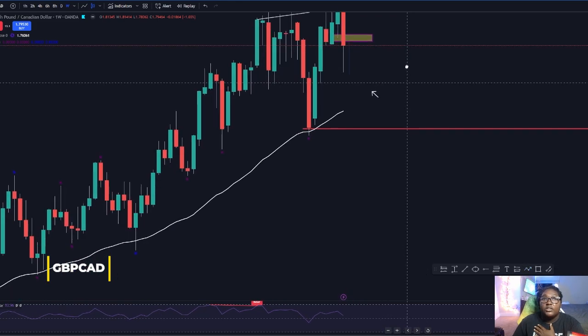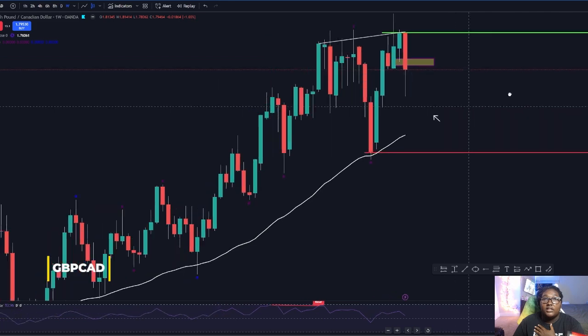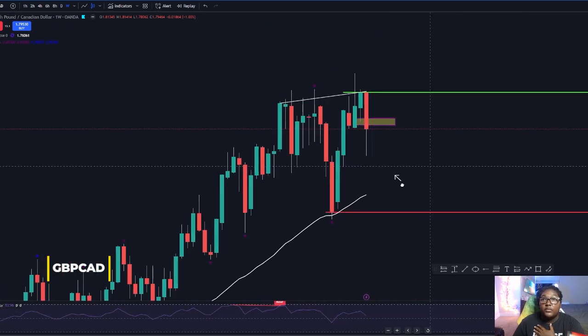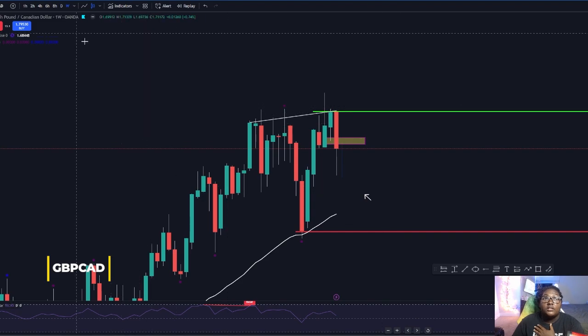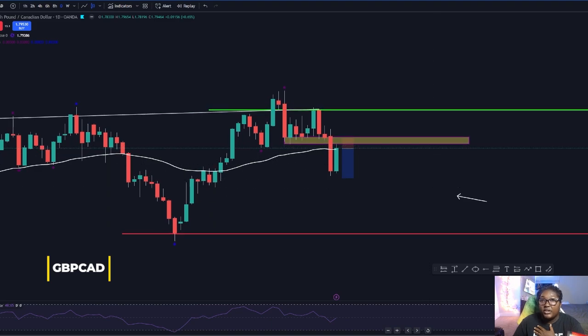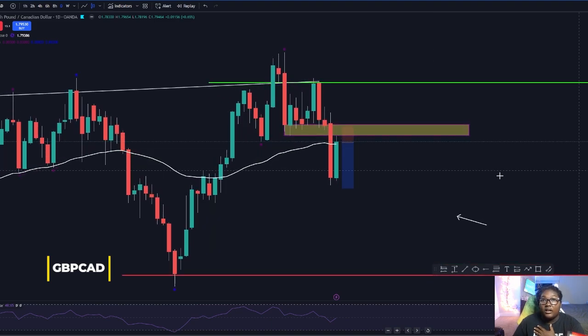So if I was to get into this trade and ride it, because look at it, it's been bullish for a very, very long time. So it is risky to try to hop in on a counter trend trade, but I think that's what's going to play out. And yeah, so we have this level.